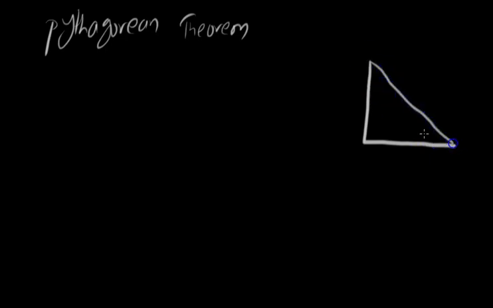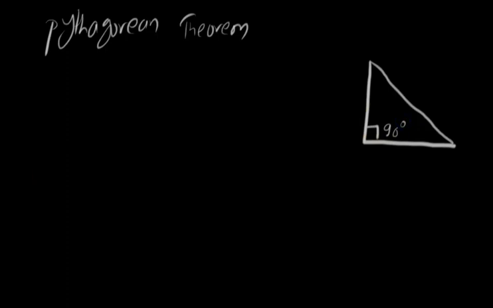So this is the Pythagorean theorem, right? Suppose we have a right angle triangle here. How do you know it's a right angle triangle? If one of its angles is 90 degrees, then it is said to be a right angle triangle.